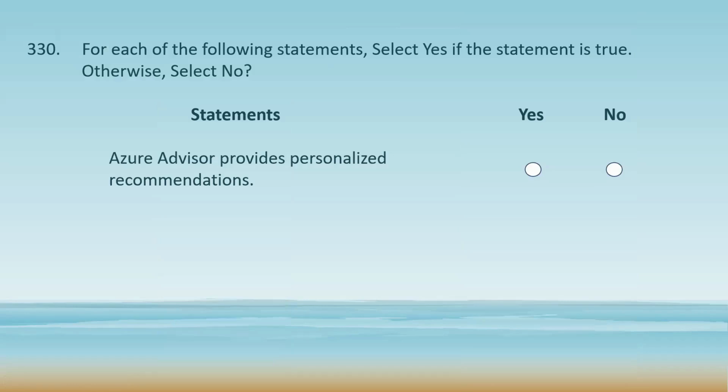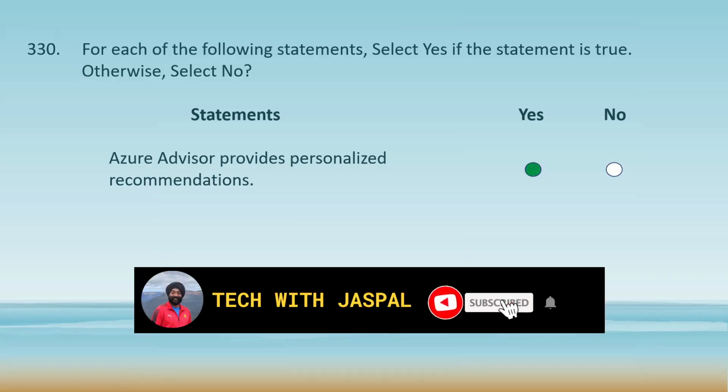We'll again go through a series of statements, and this time these statements are focused around Azure Advisor. The first statement is: Azure Advisor provides personalized recommendations. And this is correct. Azure Advisor provides personalized recommendations to help optimize your Azure resources and improve the performance, security, and reliability of your workloads.